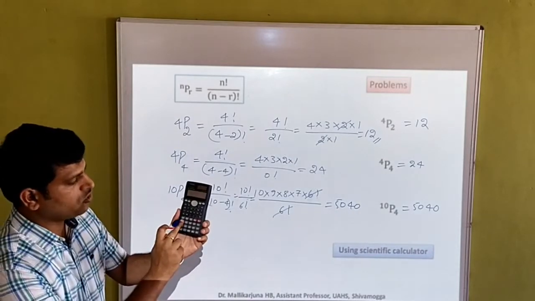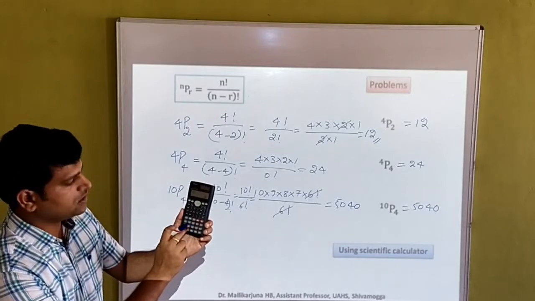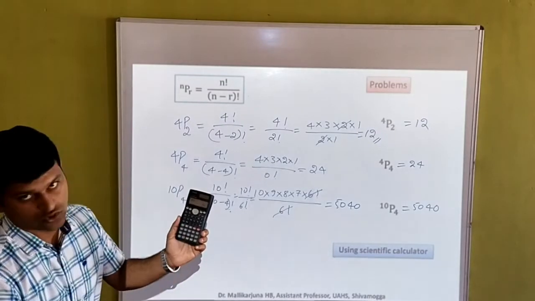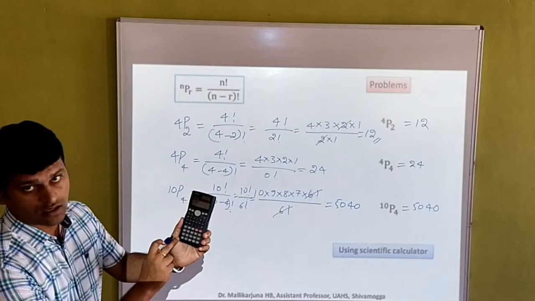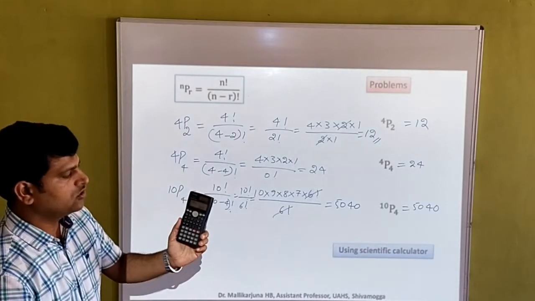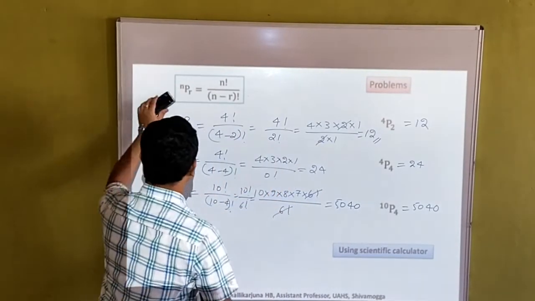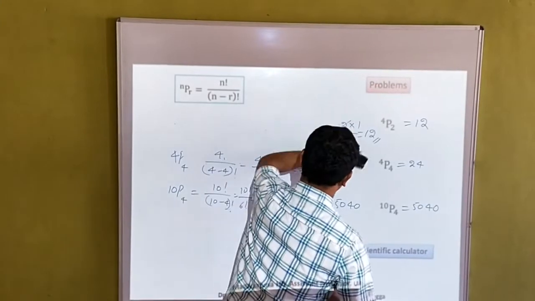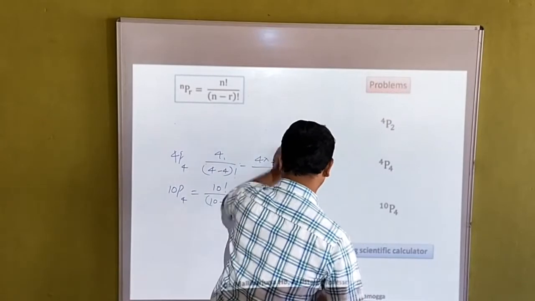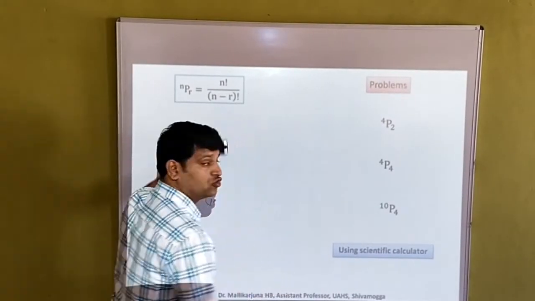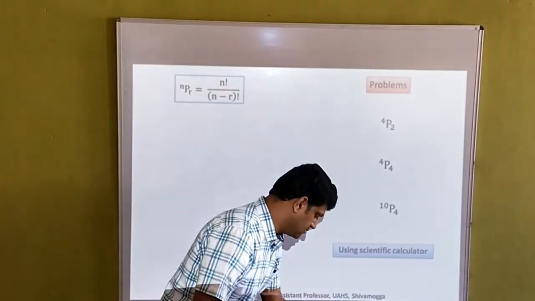First type 4, shift, nPr button, then 4, and you get 24. Directly you can do 10, shift button, then nPr button, then 4, and you get 504. Directly we can do it. But you should know the calculation without using a scientific calculator.